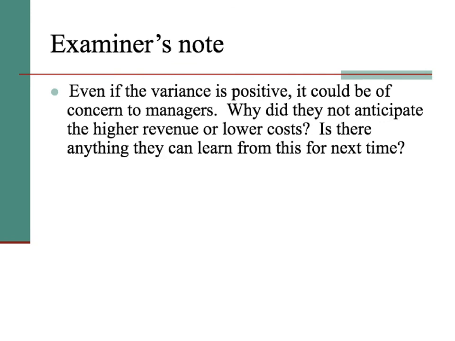Just quickly to finish off then, even if the variance is positive, it could be of concern to managers. So why did they not anticipate it? Is it because the managers are not trained? Is there anything they can learn from this next time? Can it help empower these managers in order to set good targets for their team?